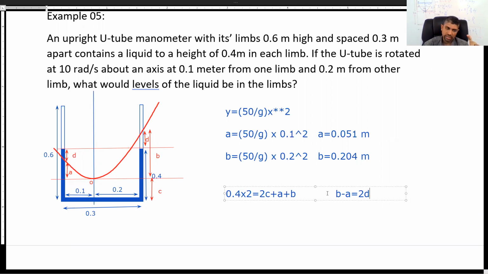The height is given as 0.6, so a value more than 0.6 cannot come. It's the same volume as at the base. Therefore 0.4 into 2 is equal to 2C plus A plus B. 0.4 into 2 minus 0.51 minus 0.204.